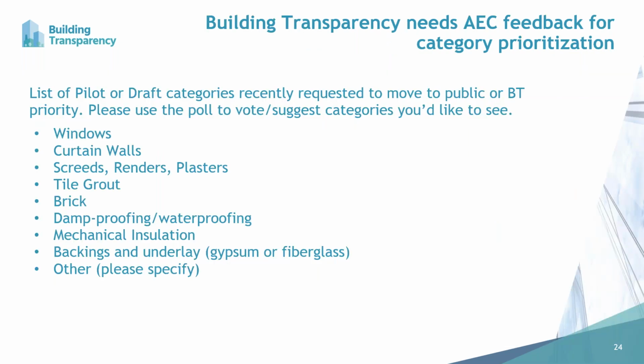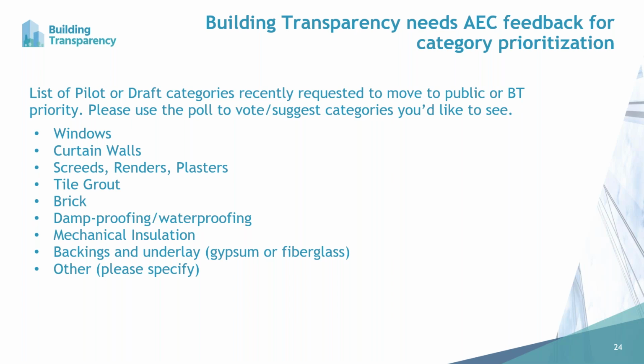I want to open it up for this. We're going to do a poll really fast because we get a lot of feedback from both manufacturers and the design side saying, hey, looks like you don't have a public category for this. We'd love to see it, we know there's EPDs out there. So this is a list of pilot or draft categories that have either been requested of us or that Building Transparency knows is a data quality priority because a bunch of EPDs exist, but maybe we haven't had the funding or time to move this existing category to public, knowing that there are data quality issues with it.